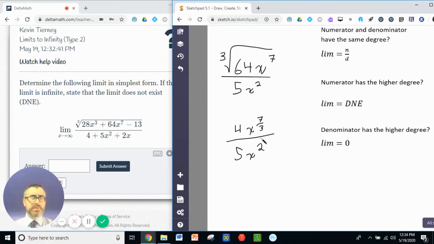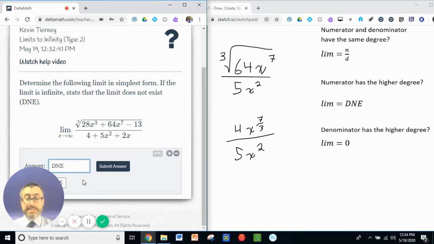Okay, so which one of these is bigger? 7 thirds or 2, or are they the same value? Well, 6 thirds would be 2, so 7 thirds is a little bit bigger than 2. It looks like we have a numerator with a higher degree, and according to my notes, that means that the limit does not exist. It goes on towards infinity. That makes sense. If this number here keeps on getting bigger and bigger faster than this one down here, it's always going to keep growing. So my final answer here is DNE, does not exist.